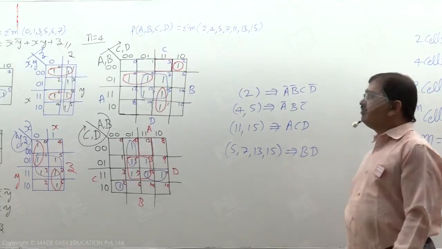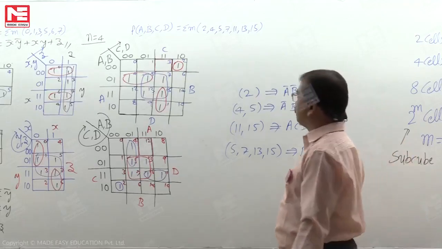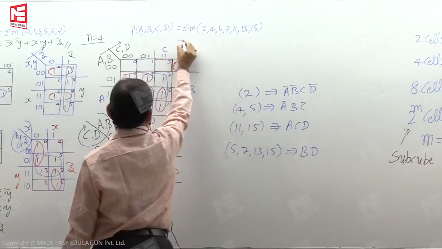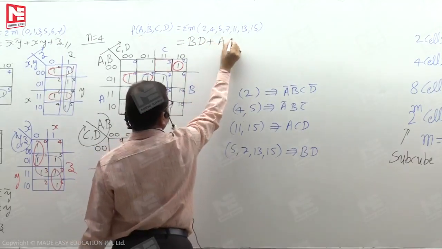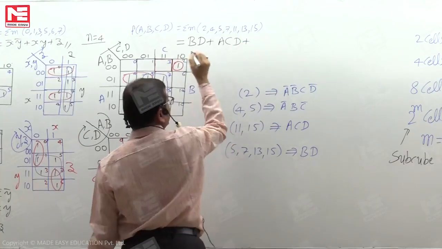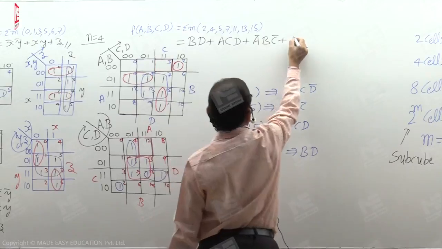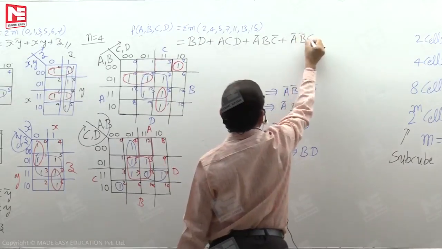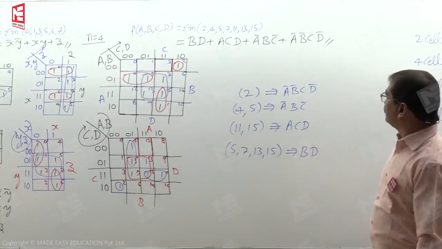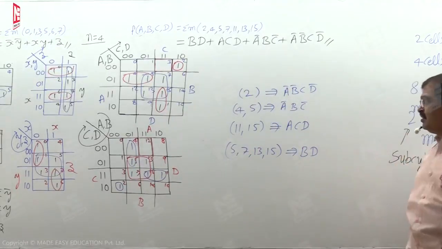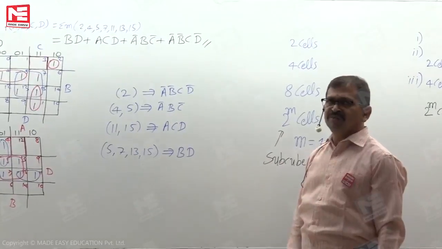Now, we are taking OR operation among all these products. While taking OR operation among all these products, we are looking here: BD, OR with ACD, OR with A complement, B, C complement, OR with A complement, B complement, C, D complement. So this is the minimal SOP expression for the function f of ABCD.